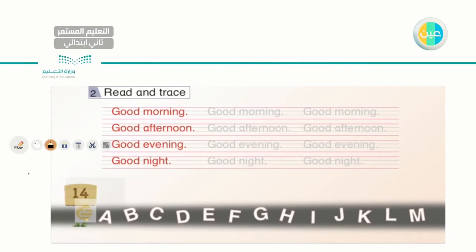So you have this in your book at page 14. Now I hope you have your pencils ready because now we will be reading and tracing these words that we just pronounced. Let's start with the first one. What do I have here? Let's read it together. Good morning. Very good. I have good morning. So let's write good morning.